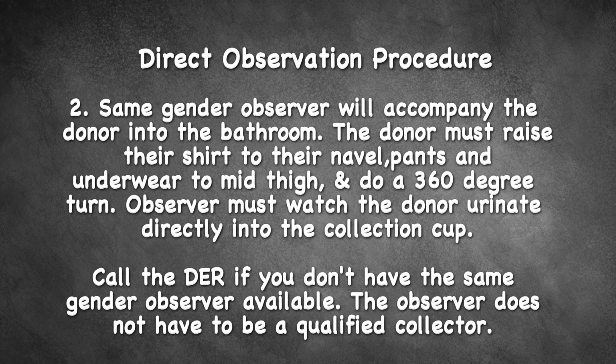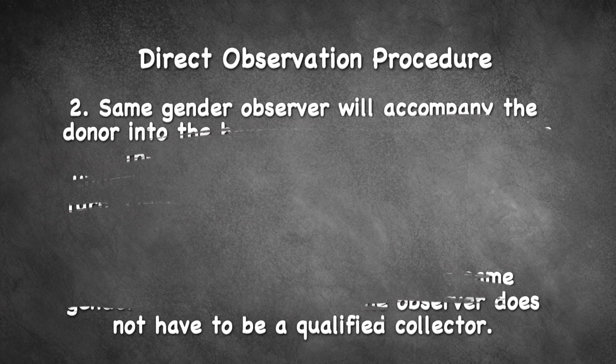Next, you're going to make sure that you have the same gender observer accompany the donor into the bathroom. The donor must raise their shirt to their navel, pants and underwear to the mid-thigh, and do a 360-degree turn, and the observer must watch the donor urinate directly into the collection cup. So no turning away.